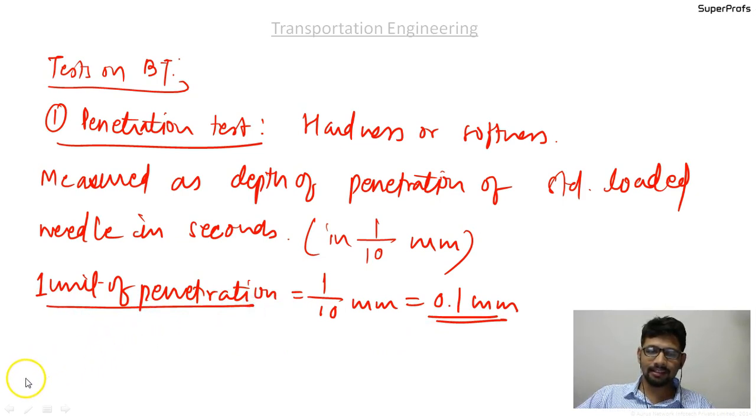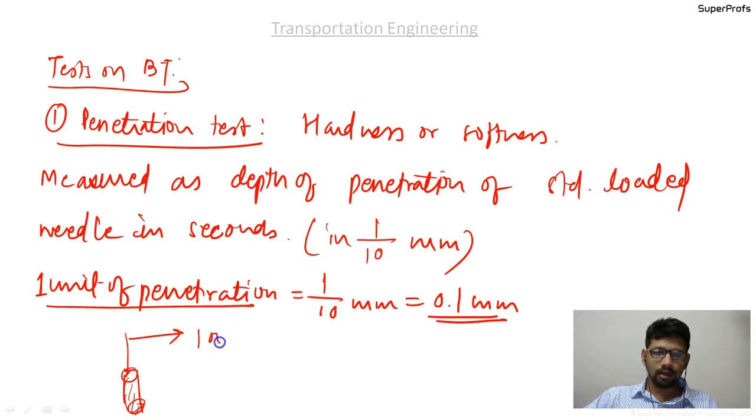Please understand that in this test the arrangement will be something of this kind, and bitumen will be filled in this, and there will be a needle that has got standard load. The standard weight of the loading assembly is 100 gram, and the size of the needle is 0.1 mm. You drop this needle from here, and see what is the penetration of this needle in this bitumen. If the penetration is 5 mm, then in terms of the penetration test units, it is regarded as 50.